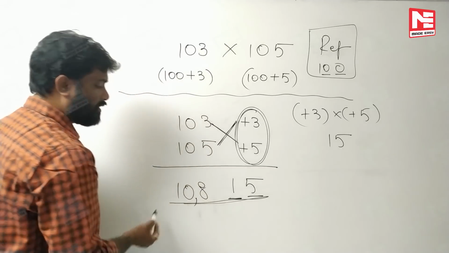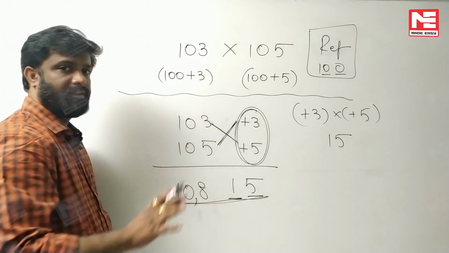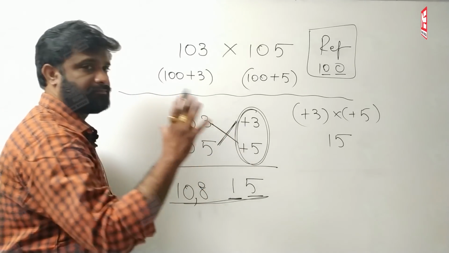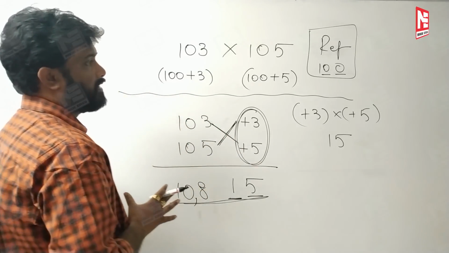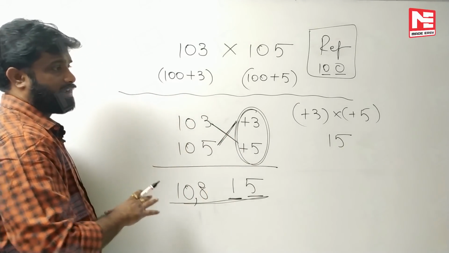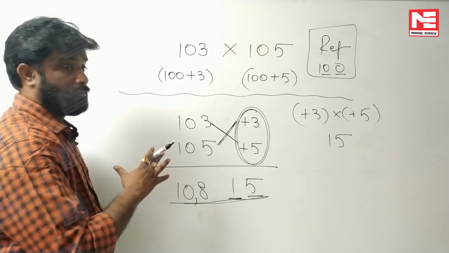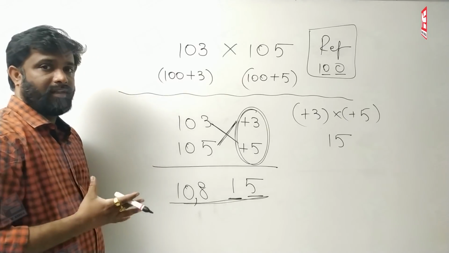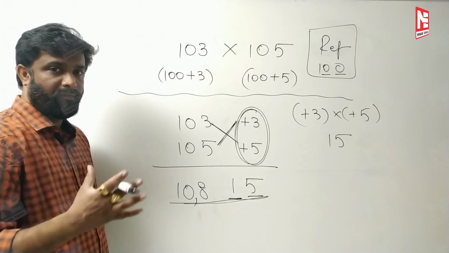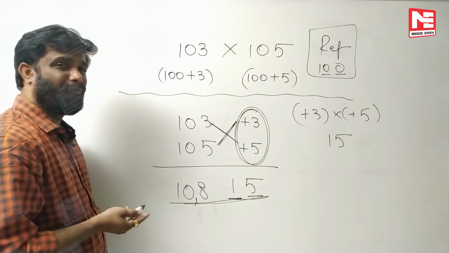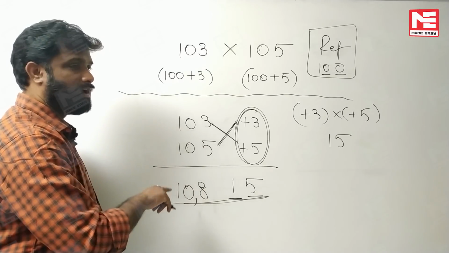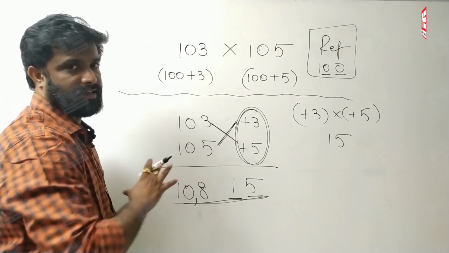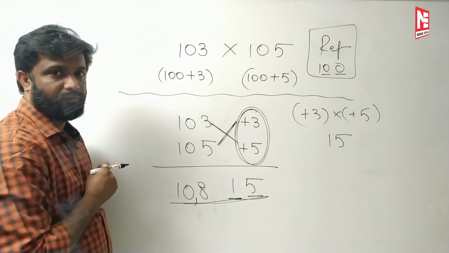10815. That means 10,815 is the product of 103 and 105. Right? So that is how we can also multiply the numbers when both the numbers are in the higher neighborhood. Now, next most important, that you are waiting for very eagerly. What if one number is in the lower neighborhood and the other number is in the higher neighborhood? How do we do that? That we will be discussing now.